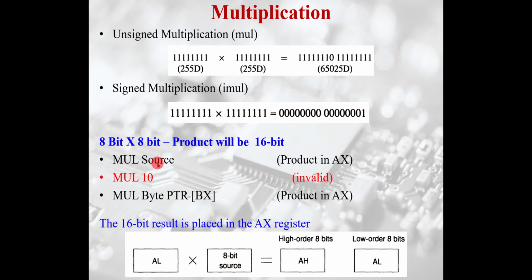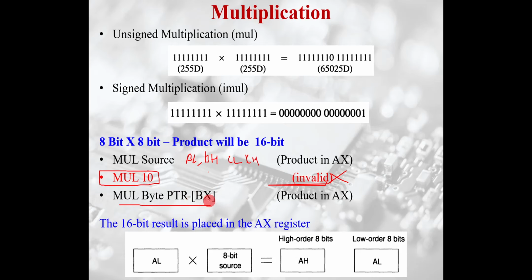Here the 8-bit source can be BL or BH, CL, CH and so on. Direct immediate multiplication, like we saw in the case of addition and subtraction, is not permitted here in multiplication. And also we can take an 8-bit operand from the memory.